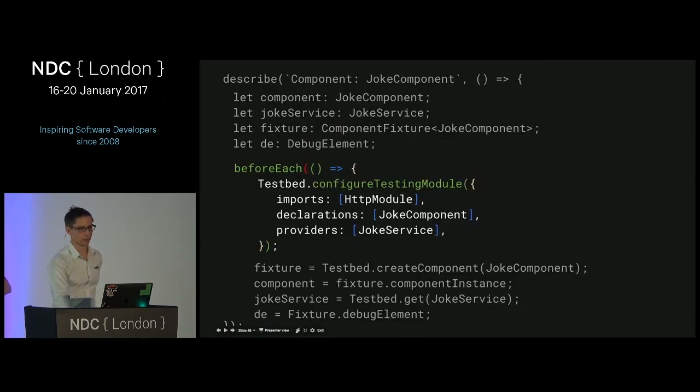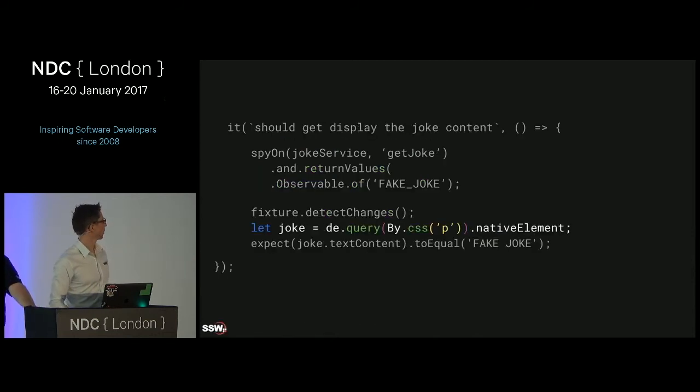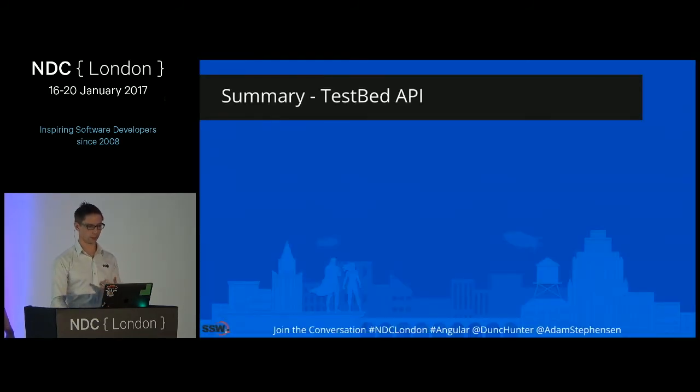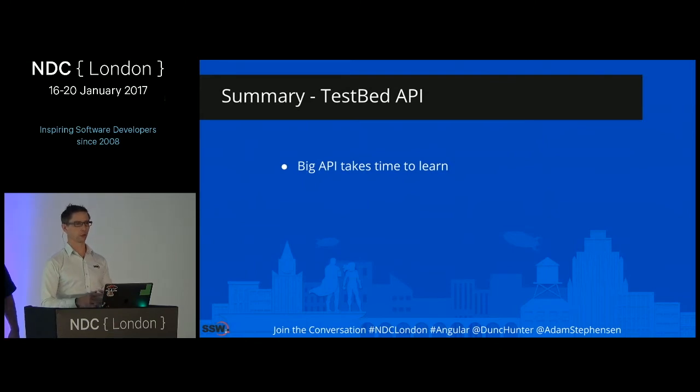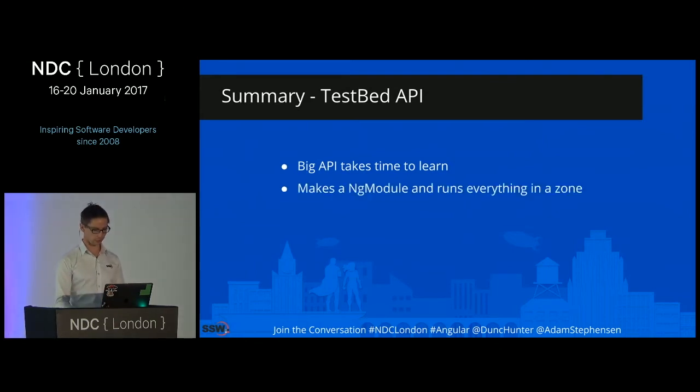So we had a look then about how we set up the TestBed. It looks exactly like an Angular module would, and it gave us the ability to get this querying functionality. So it's a big API. It takes time to learn. It's kind of the cornerstone of Angular 2 testing now. And it basically makes us an ngModule and runs everything in a zone. So if you're anything like me, the first time you thought about this, you're like, what's a zone? But zone is basically something Adam's going to talk more about now, so I'm going to pass you over to him.